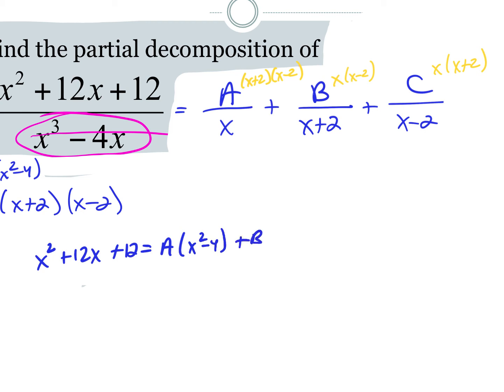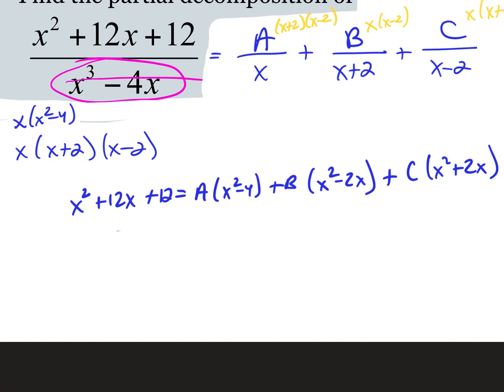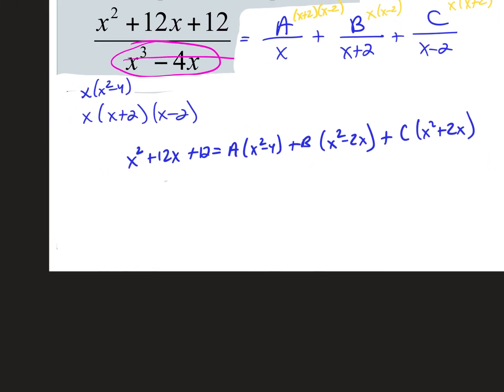Plus b, and then this would be what? x squared minus 2x? You don't have to if you don't want to. And then c would be x squared plus 2x, correct? Now again, you don't have to. You can if you want to, but you can leave it in its factored form.